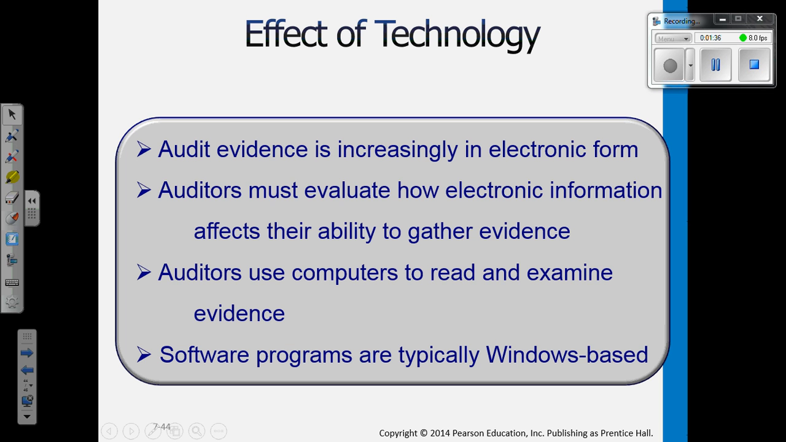But also, the accounting systems are all online, of course, right? Nowadays, everybody is doing everything electronically. So what happens as a result of that? Internal controls are more and more important, and the electronic controls are important. So obviously, auditors must evaluate how electronic information affects their ability to gather evidence. Can you find it? Right? And is it valid? Is it real?